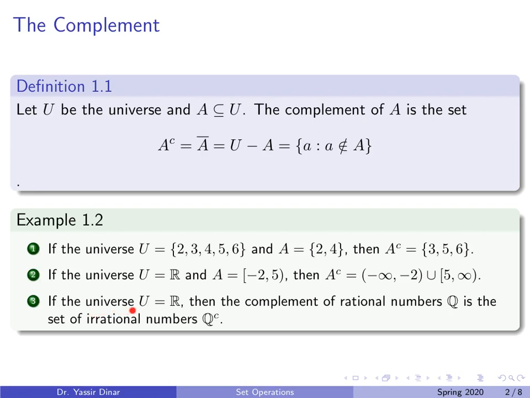The third example, we also have the universe as the set of real numbers. So the complement of the set of rational numbers is the set of irrational numbers. So the set of irrational numbers I can denote by the complement of the set of rationals. Okay. Now it's obvious that any set and its complement are disjoint sets. These are some of the properties we'll discuss in the next slides.